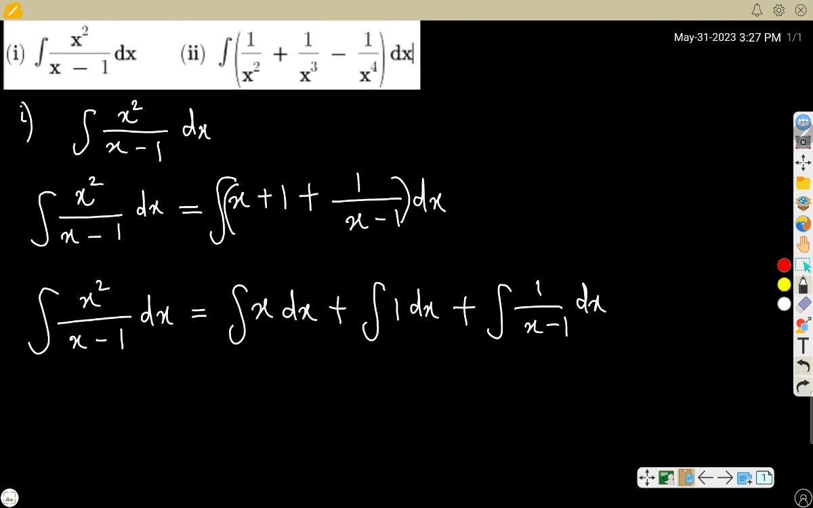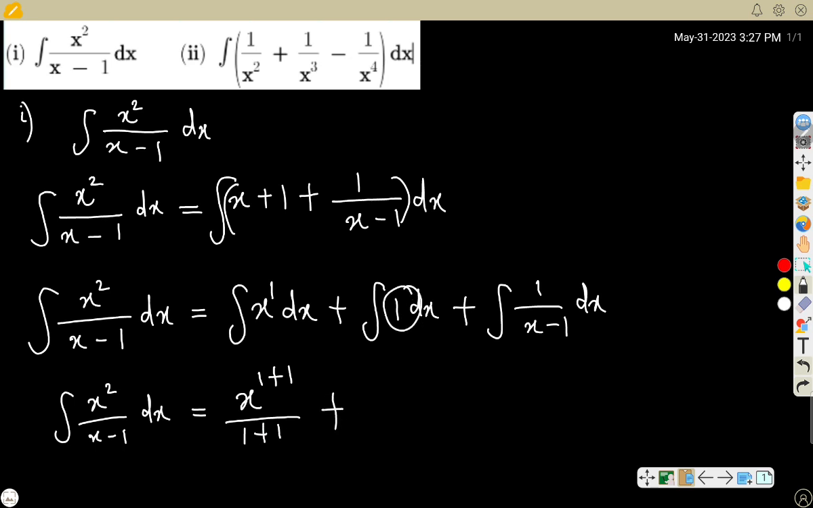So the integral of s squared over s minus 1 ds now becomes: integral of s, this is power 1, that becomes s raised to power 1 plus 1 divided by 1 plus 1, plus integral of the constant 1, that will be x, plus integral of this. So the technique here is that if you differentiate the denominator and you get the numerator, the answer is log of the denominator plus c.